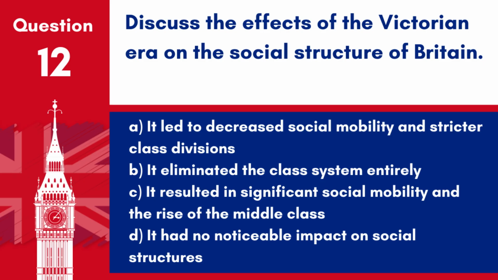Answer: C. It resulted in significant social mobility and the rise of the middle class. The Victorian era was marked by profound changes in social structure, notably through industrialization and urbanization, which facilitated the growth of the middle class and altered traditional social hierarchies.